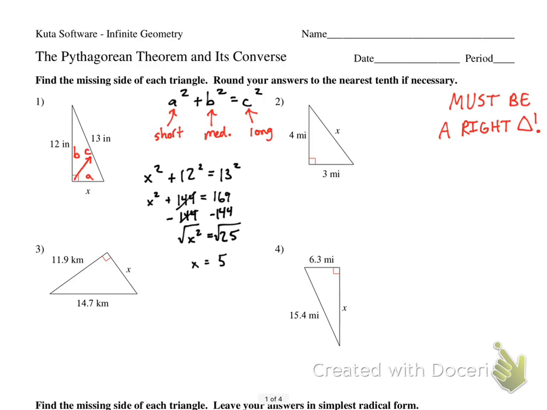And a lot of times you will just ignore the negative. But it's just important for you to be aware of that, because next year in Algebra 2, you will very much be using positive and negative roots. I'm throwing it out there now, but for your purposes, don't worry about it too much. So x equals 5. This is a nice problem because you got a whole number for your answer.